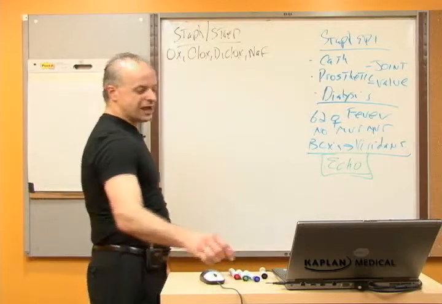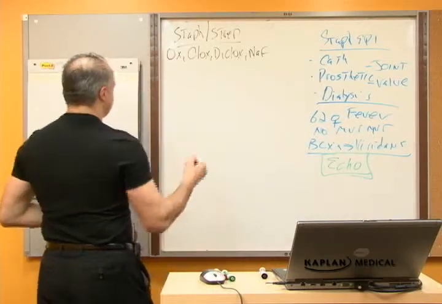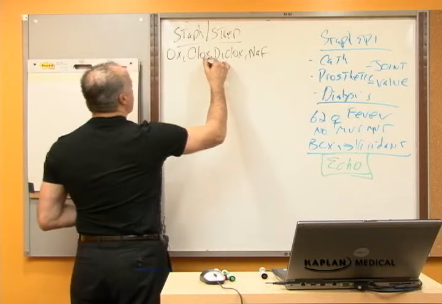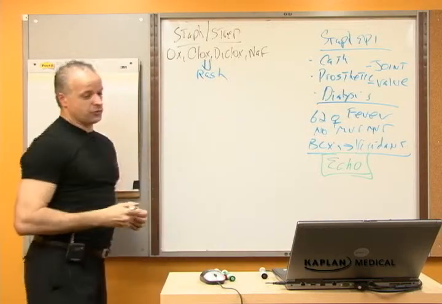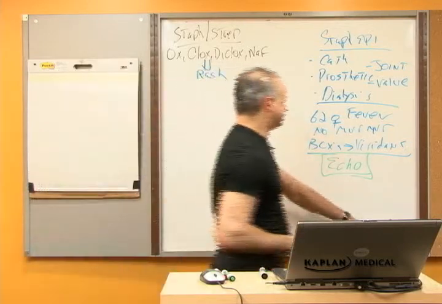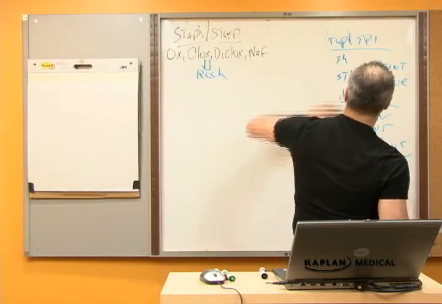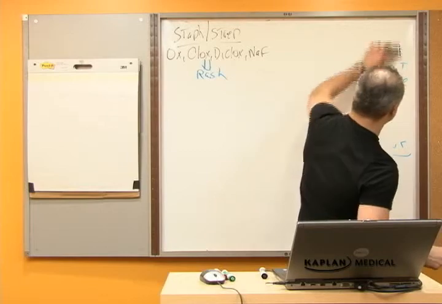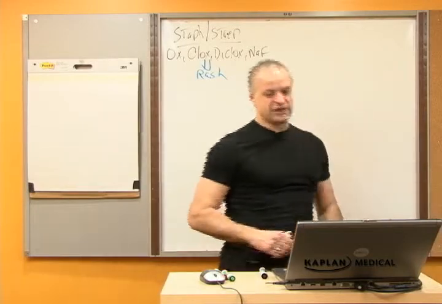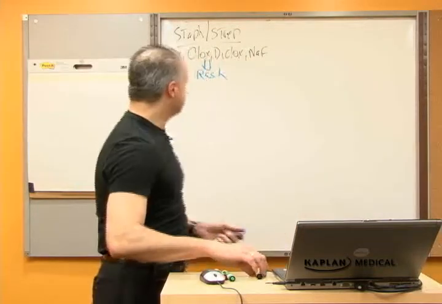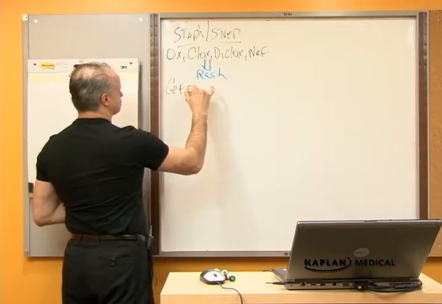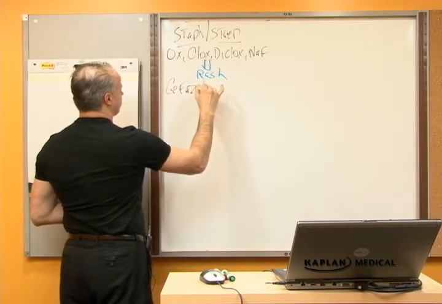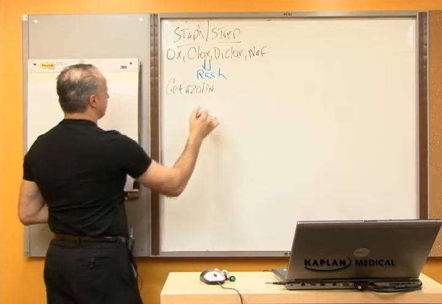Now, what if you have a little rash to penicillin? The penicillin is giving me a little rash. What would you do? I would give you penicillin, but it's very rash of you. So what would we use if we had a little rash to penicillin? The answer is first-generation cephalosporins. Cefazolin, some of you may know that as Kefzol or Ancef.